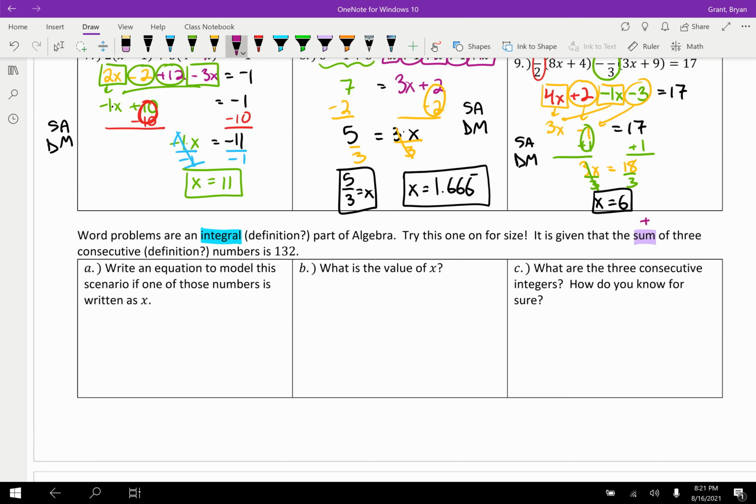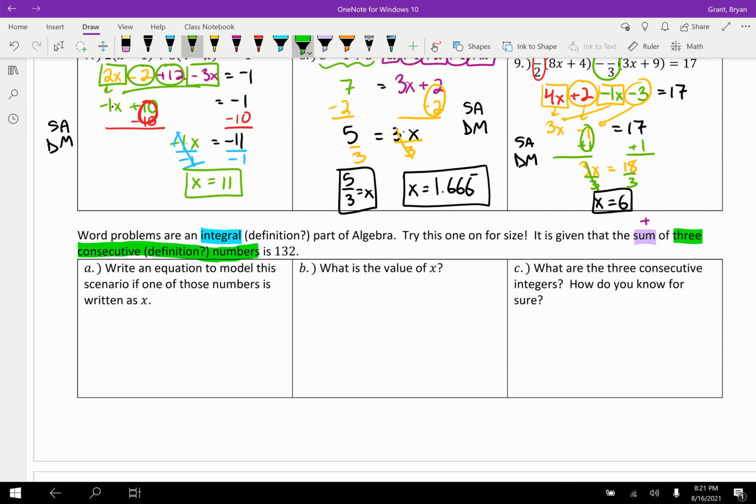The sum of 3 consecutive numbers is 132. Well, what are 3 consecutive numbers? I can give you a few examples. 1, 2, 3 are 3 consecutive numbers. 17, 18, 19 are 3 consecutive numbers.